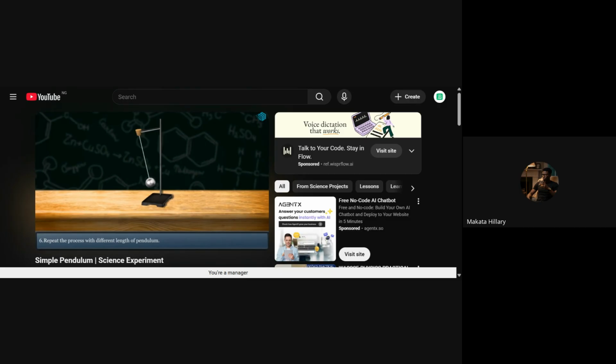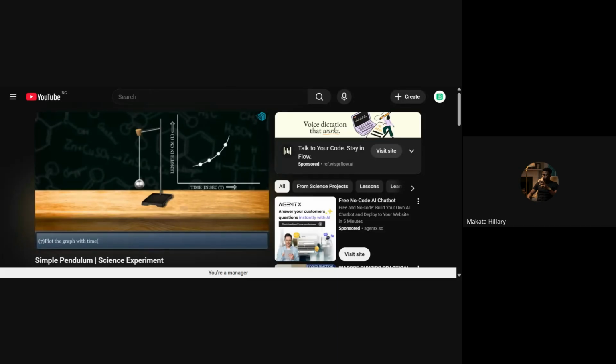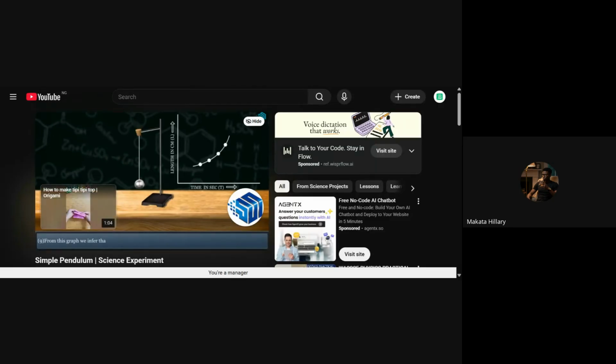Number 7. Plot the graph with time on x-axis and length on y-axis. You will get a curve graph. Number 9. From this graph, we infer that time period varies with the length of the pendulum.